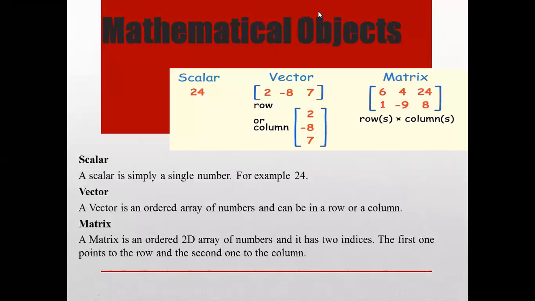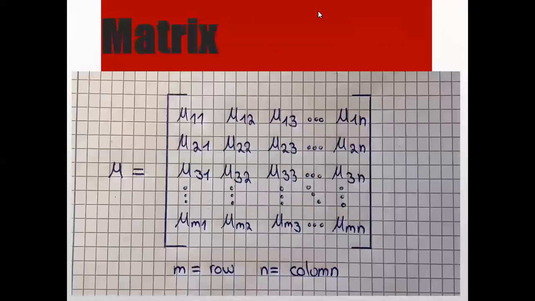So these are the three mathematical objects: scalar, vector, and matrix. You can see here, this is again a matrix with m number of rows and n number of columns. So m is the row and n is the column. Okay. So finally it has m number of rows and n number of columns. So this is a matrix.